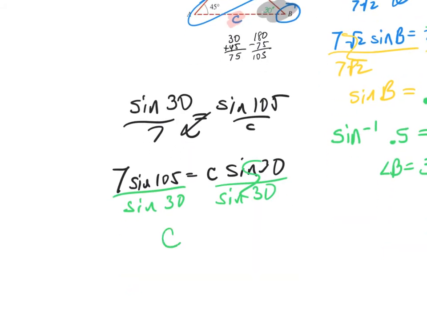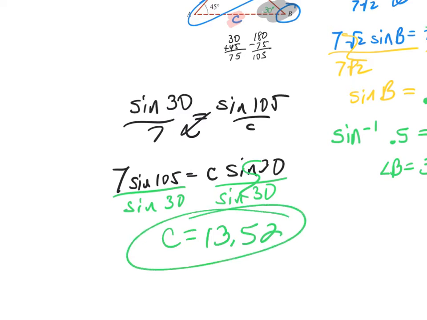And I'm looking for a side measure, so I don't use inverse. I'm going to use regular trig function. So I just put this in my calculator, and I get about 13.52. So there we go. We solved that triangle.